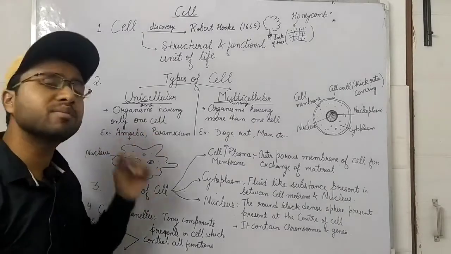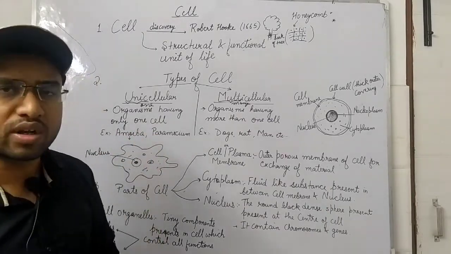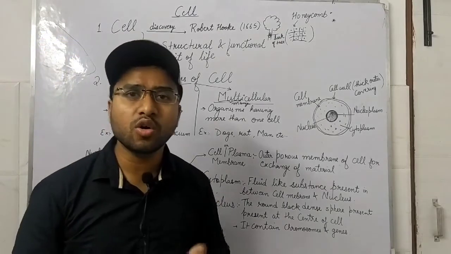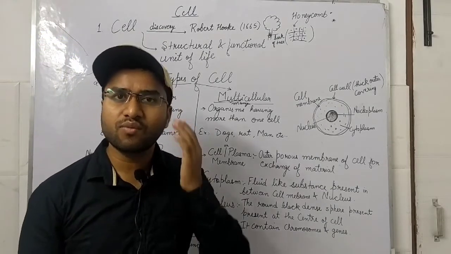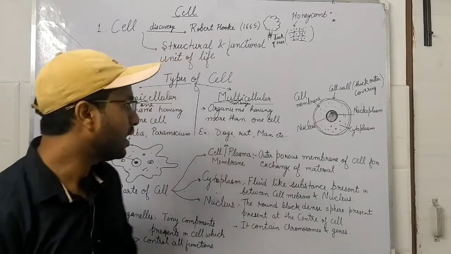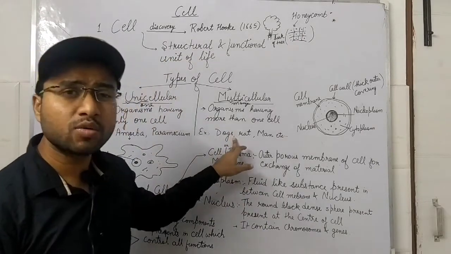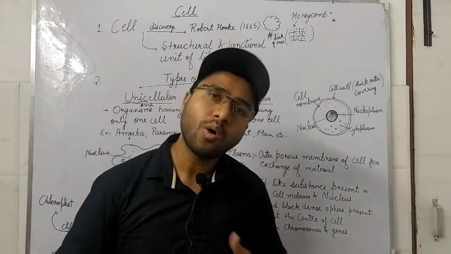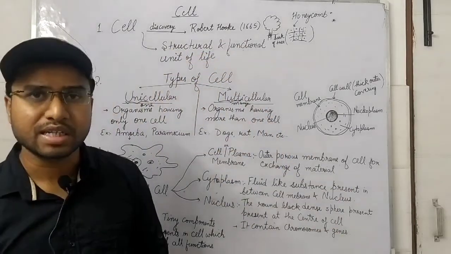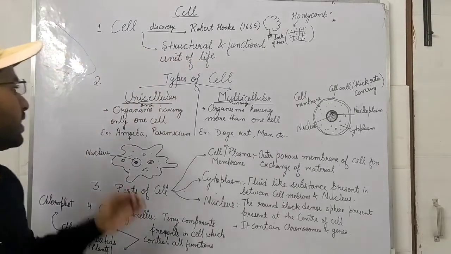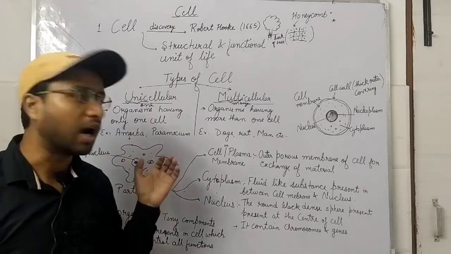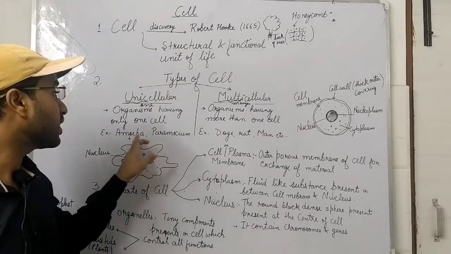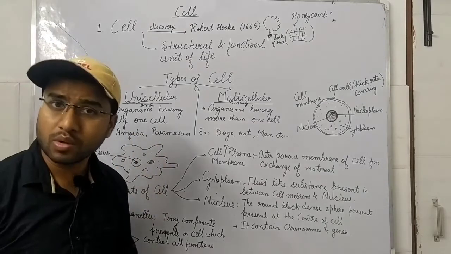Now what are examples of unicellular organism? Like amoeba, paramecium, all those microorganisms which cannot be observed or seen with our naked eyes, right? And multicellular can be dogs, rats, man, whales. All these are examples of what? Multicellular organism.